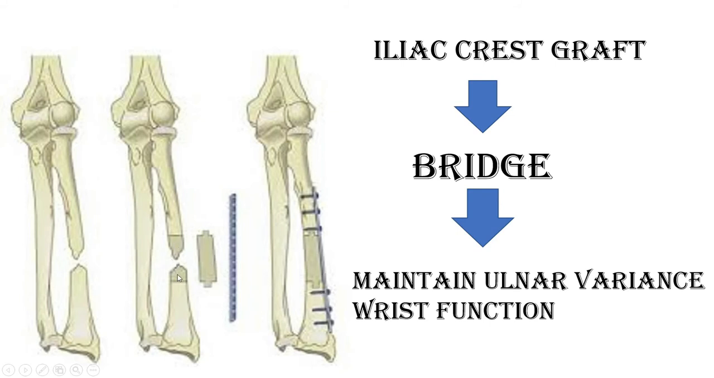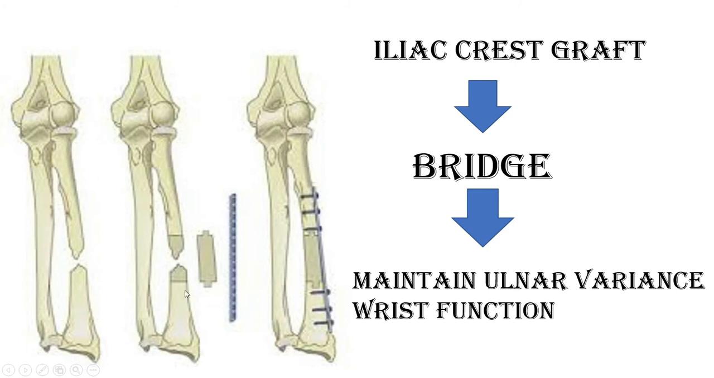And before doing this, we have to maintain the normal ulnar variance. What do you mean by ulnar variance? For normal wrist function, the tip of the radial styloid will be 1.5 centimeters distal to the ulnar styloid. This is the normal variance. This is called negative ulnar variance. This is very helpful for normal wrist function.